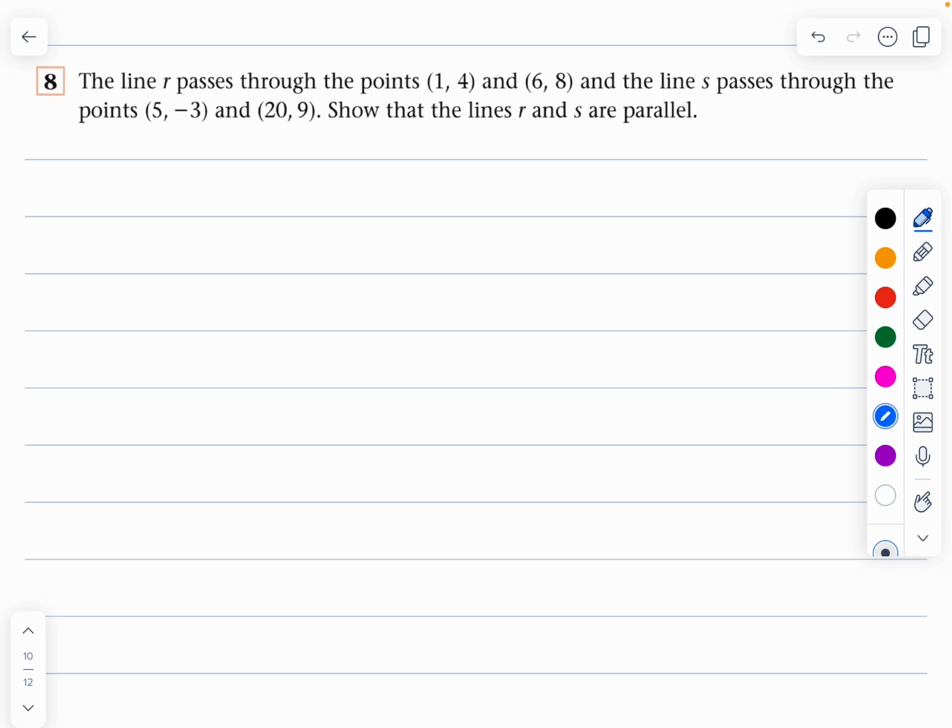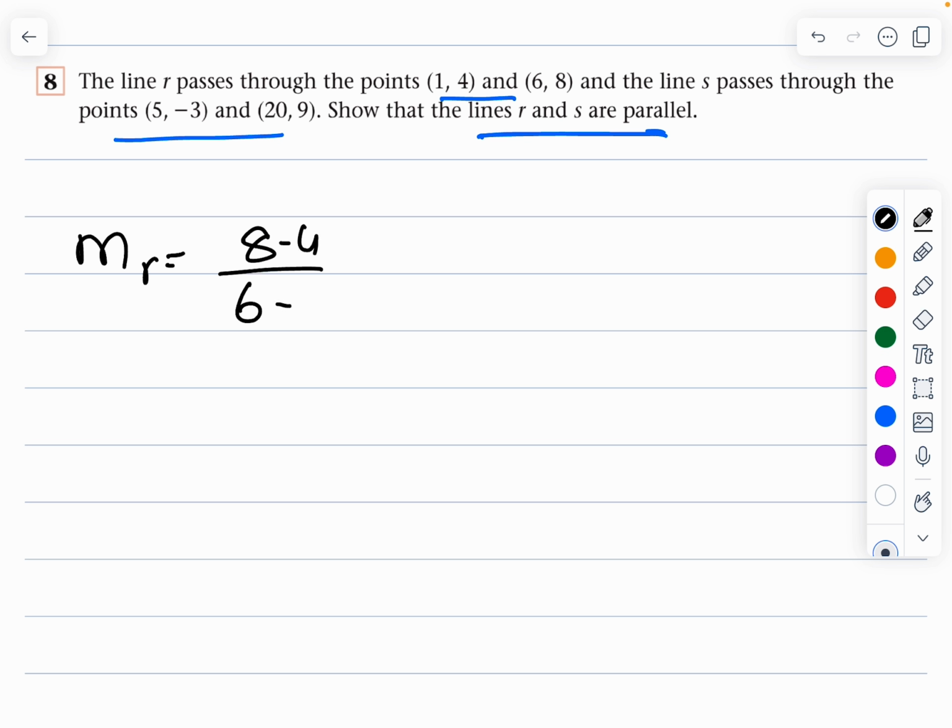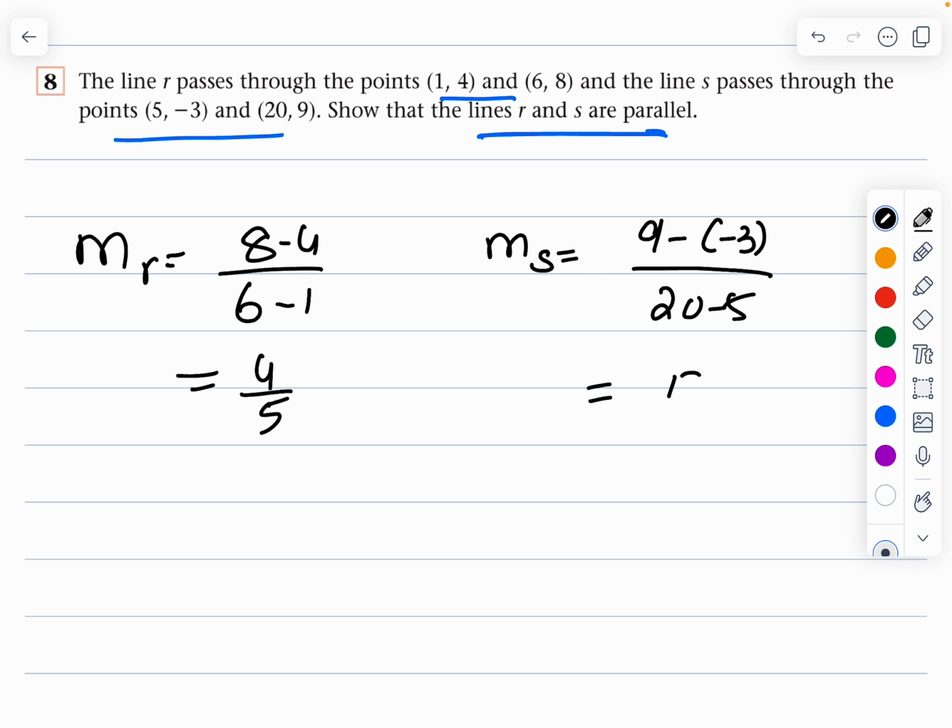Question number 8. The line R passes through these 2 points, S passes through these 2 points. Show that they are parallel. So I find the gradient of line R: y2 minus y1 upon x2 minus x1, 4 upon 5. I find the gradient of S: y2 minus y1 upon x2 minus x1, 12 upon 15, which is again 4 upon 5. We know that MR equals MS. So therefore, they are parallel. If they are equal, they are parallel.